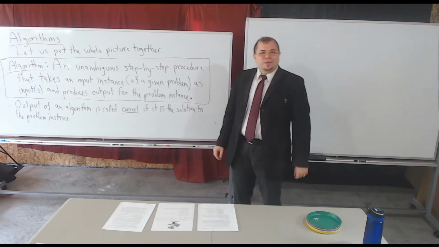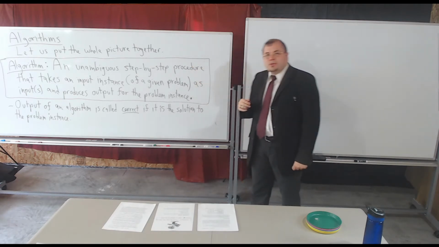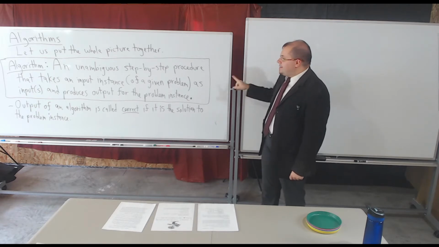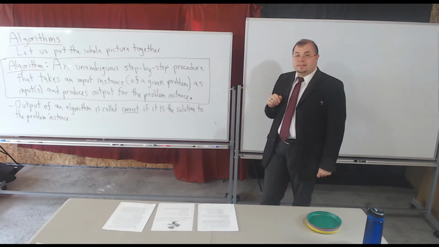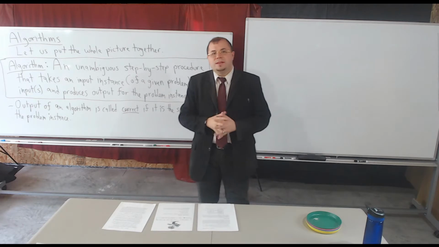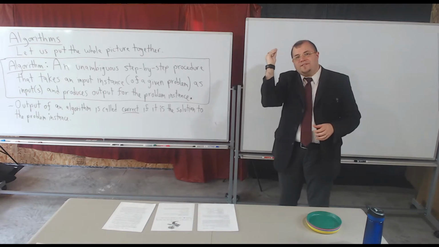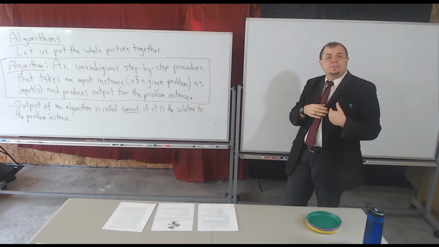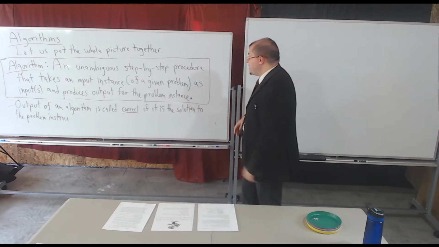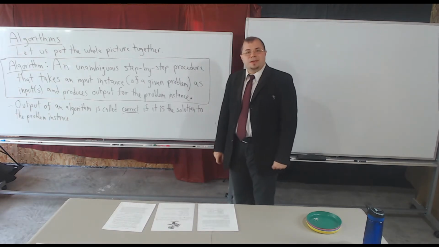So an algorithm, I'm going to read it with you because this definition is very important. It is an unambiguous step-by-step procedure that takes an input instance of a given problem as input and produces output for the problem instance. You'll notice that our definition here is tied intimately around problems. Imagine I have some problem, I pluck off one of those problem instances, I feed its inputs to the inputs of my algorithm, and then the algorithm solves that problem. Then we ask the question of whether it's correct or not, right? I produce some output, and we say that the output of an algorithm is called correct if it is the solution to the problem instance.